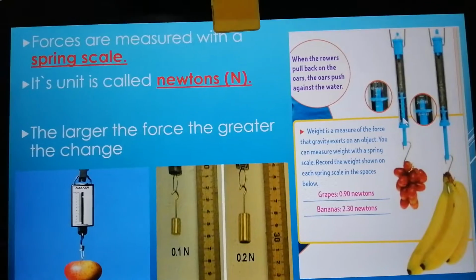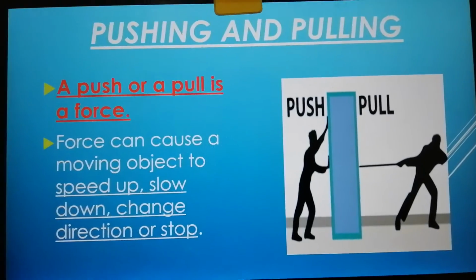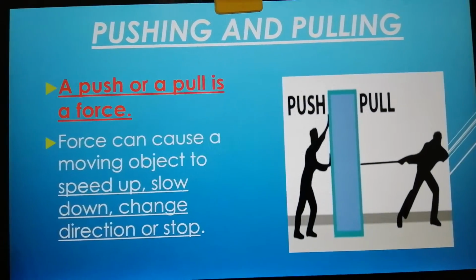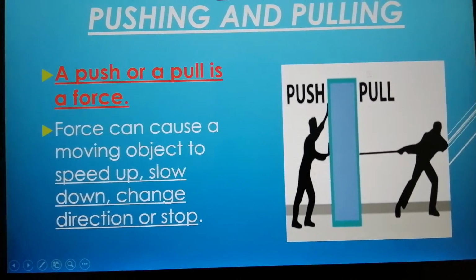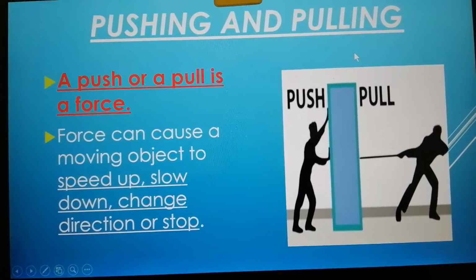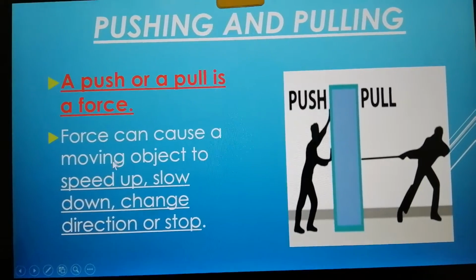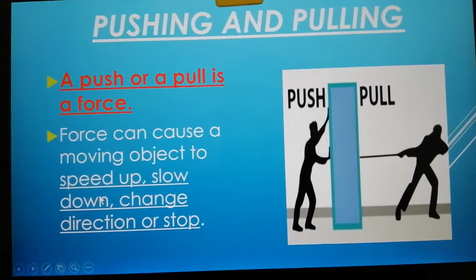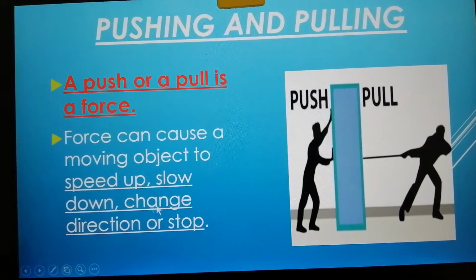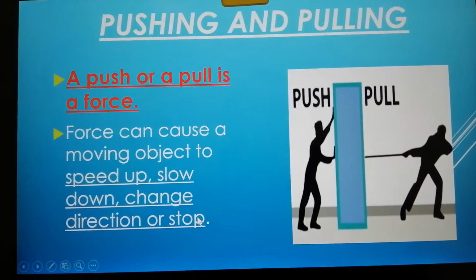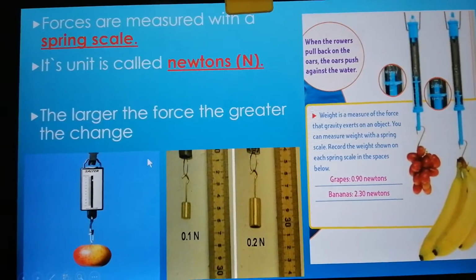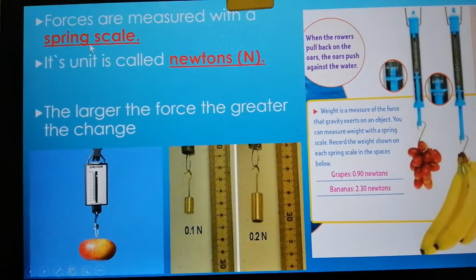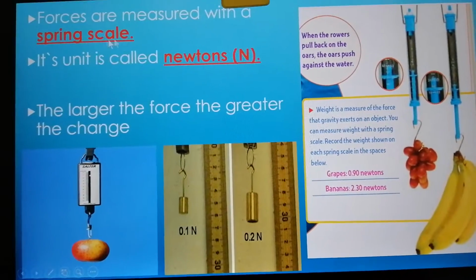Okay, so again, what's the meaning of force? It is push or pull. Again, what does the force do? To a moving object, it speeds up the moving object, or slows it down, or changes its direction, or stops it. How can we measure it? We measure it with spring scale. What is the unit? Newtons.